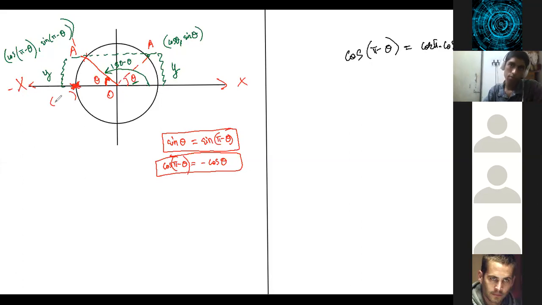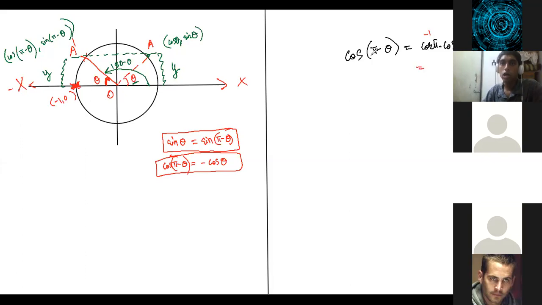Sir, it would be negative. Question: what is cos pi? Sir, -1. Minus 1 comma 0, right? So this means this is -1, this is cos theta. So cos(pi minus theta) should be minus cos theta, even according to the formula. And anyway, here also we got the same thing. Okay?